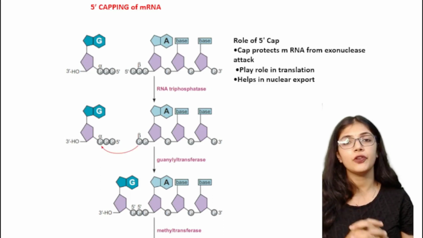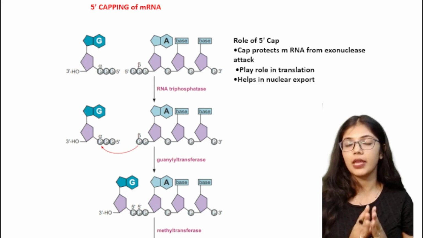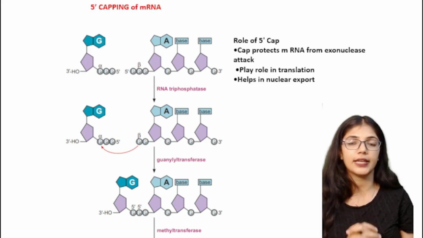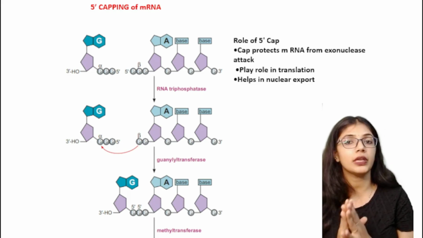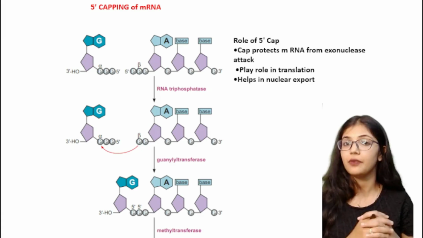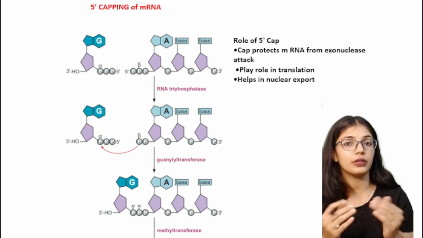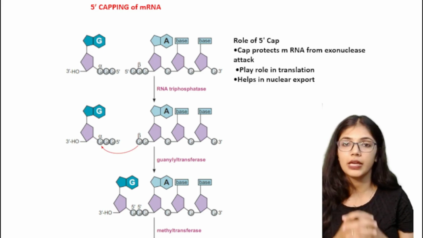In today's video, we are going to discuss the 5' capping of mRNA. So what happens in the case of a prokaryote? The processes of DNA replication, transcription and translation take place in the cytoplasm. But in eukaryotes, DNA replication and transcription, that means formation of mRNA, take place in the nucleus. So for the formation of proteins, it is transferred into the cytoplasm.